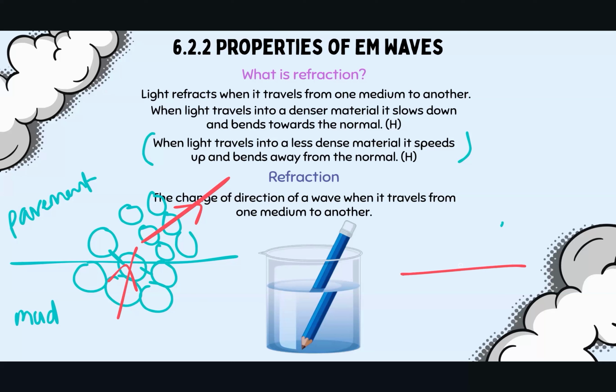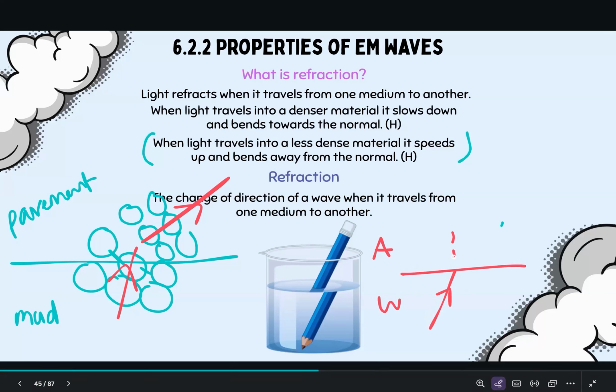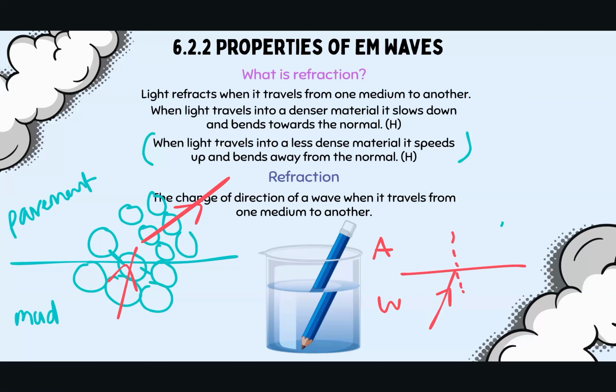And same thing would happen if you're going from water to the air. So there's your initial ray of light in the water. There's the normal. So when light travels in a less dense material, it speeds up and bends away from the normal. So it'll bend away from the normal, like that.